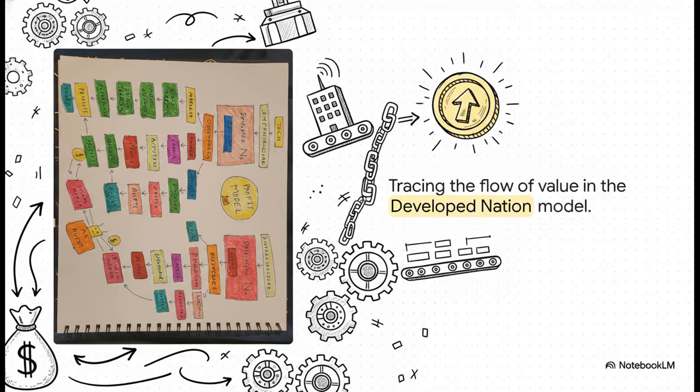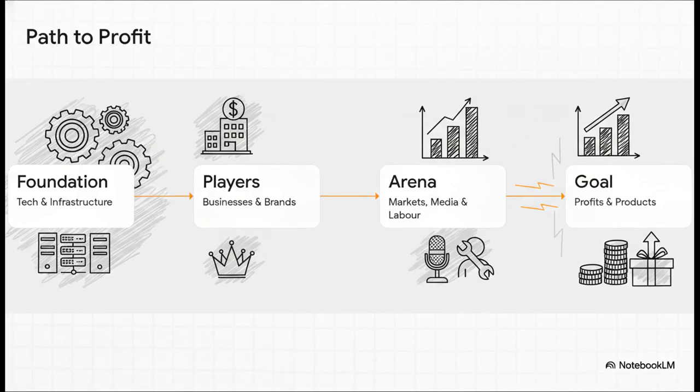We'll start at the absolute foundation and follow the chain all the way to its ultimate goal, profit. So look closely at the starting point. See that? Everything is built on this solid foundation of tech and infrastructure. That's what allows the next layer to even exist, the established businesses and brands. And those players then go and compete in this really complex arena made up of markets, media, and a formal labor force. And the final output of this entire engine? Well, it's products and, of course, profits.